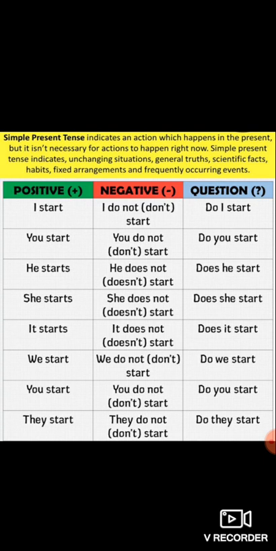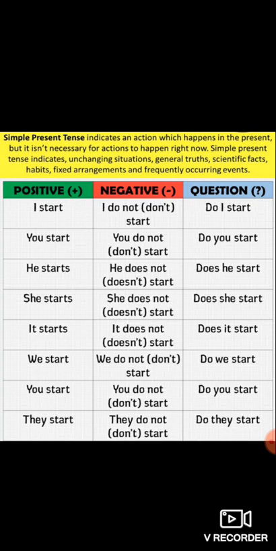I start. So with I we are using do. So, I do not start. Here "do not" we can write as "don't", as a question tag. So that is don't. Do I start? That is a question. You start. Again with you we are using do. You do not start. Then, do you start?